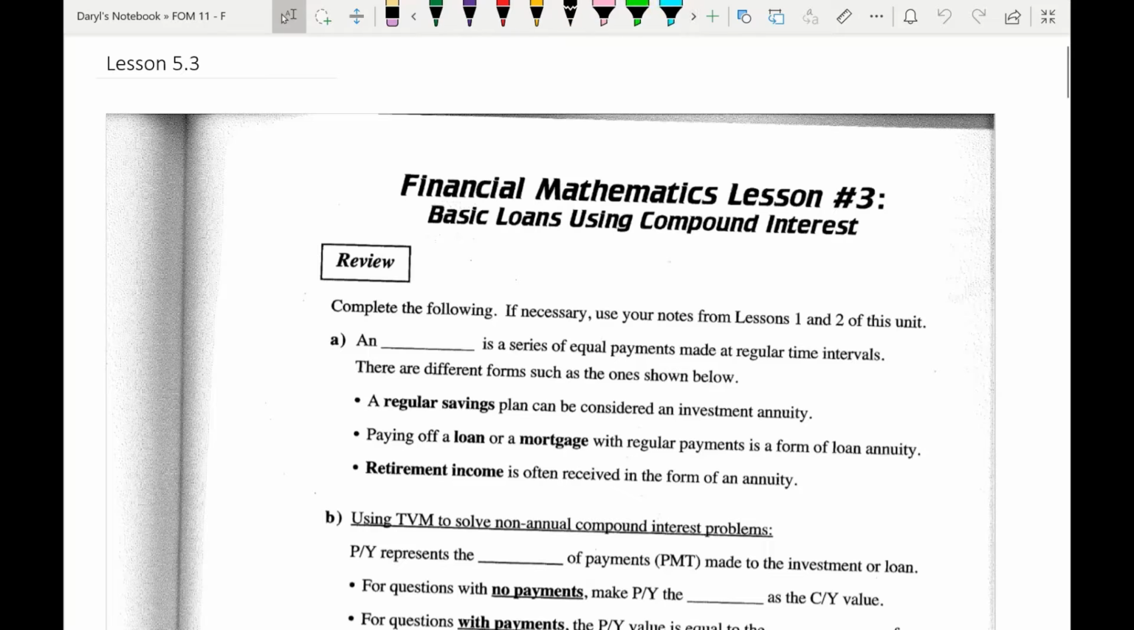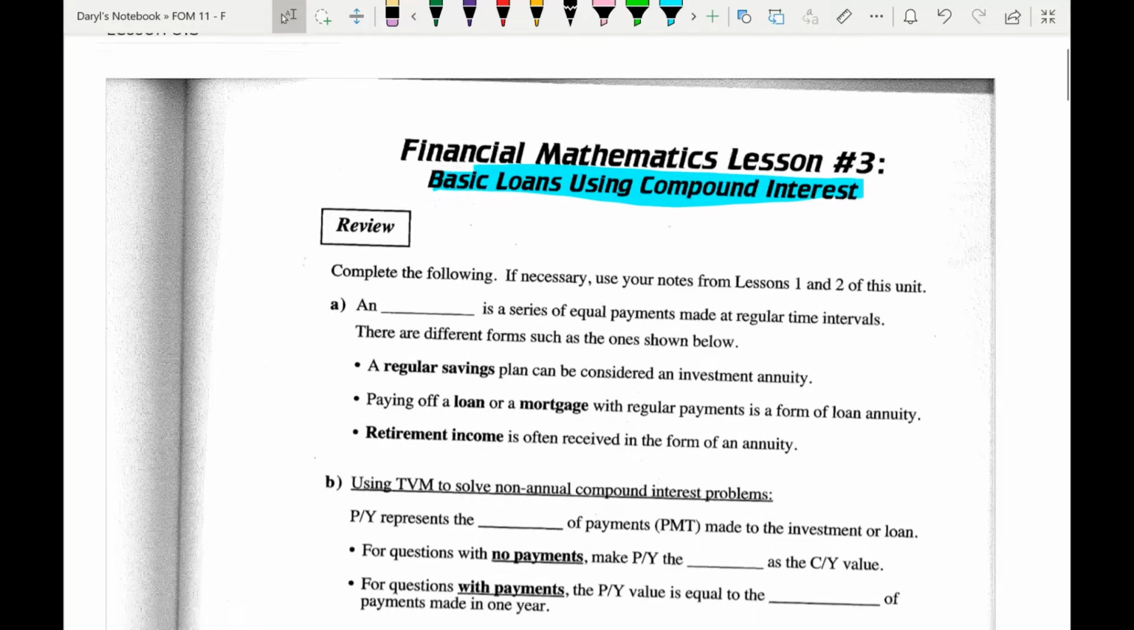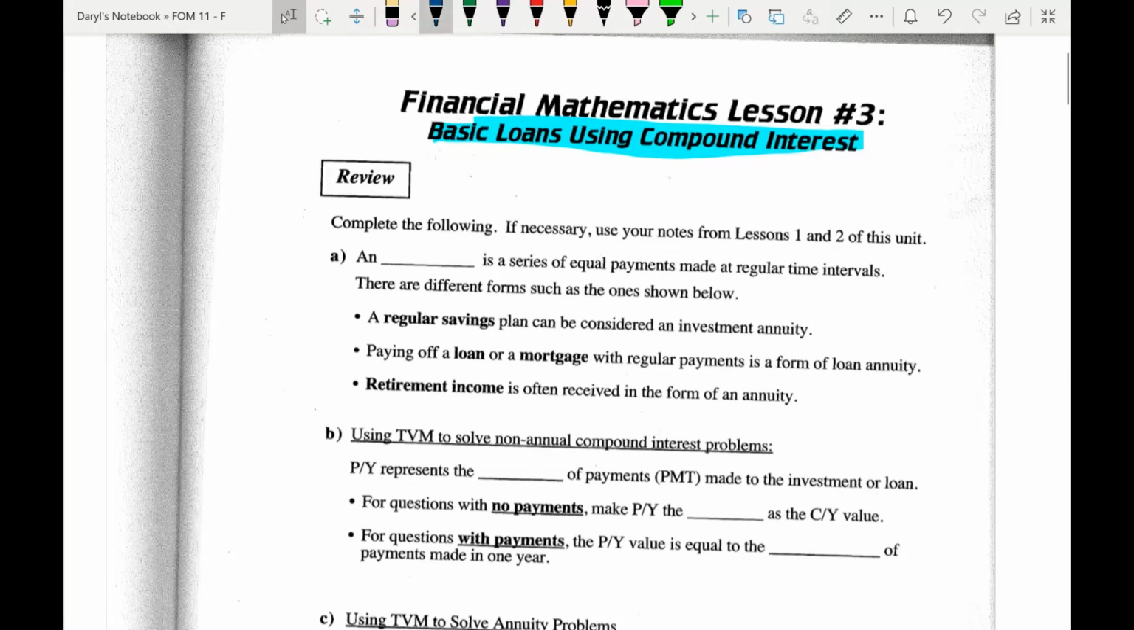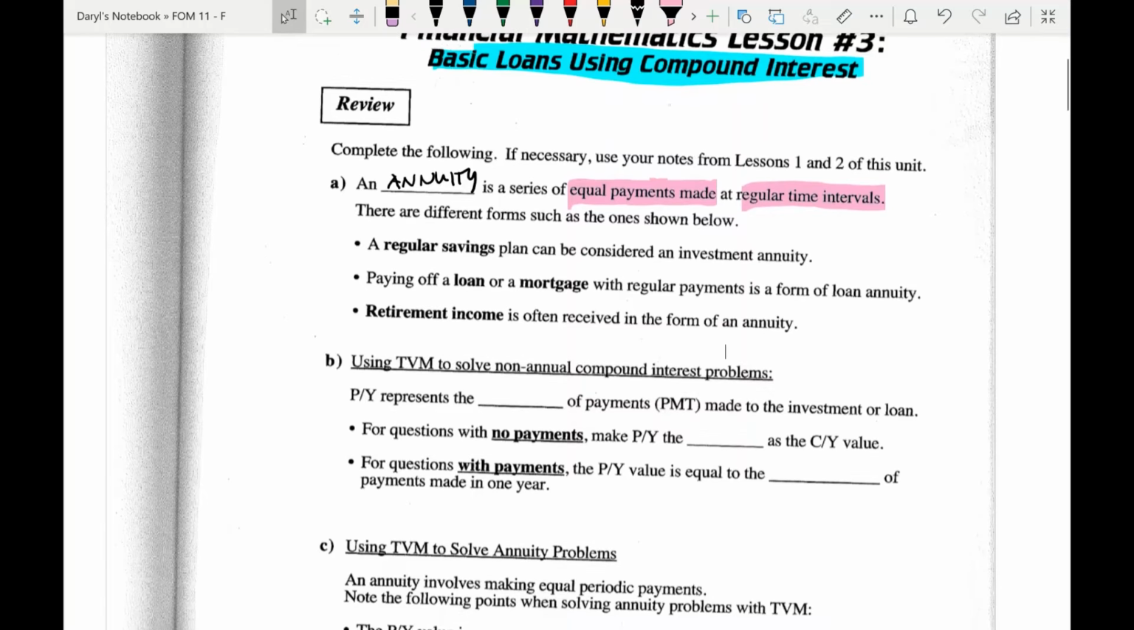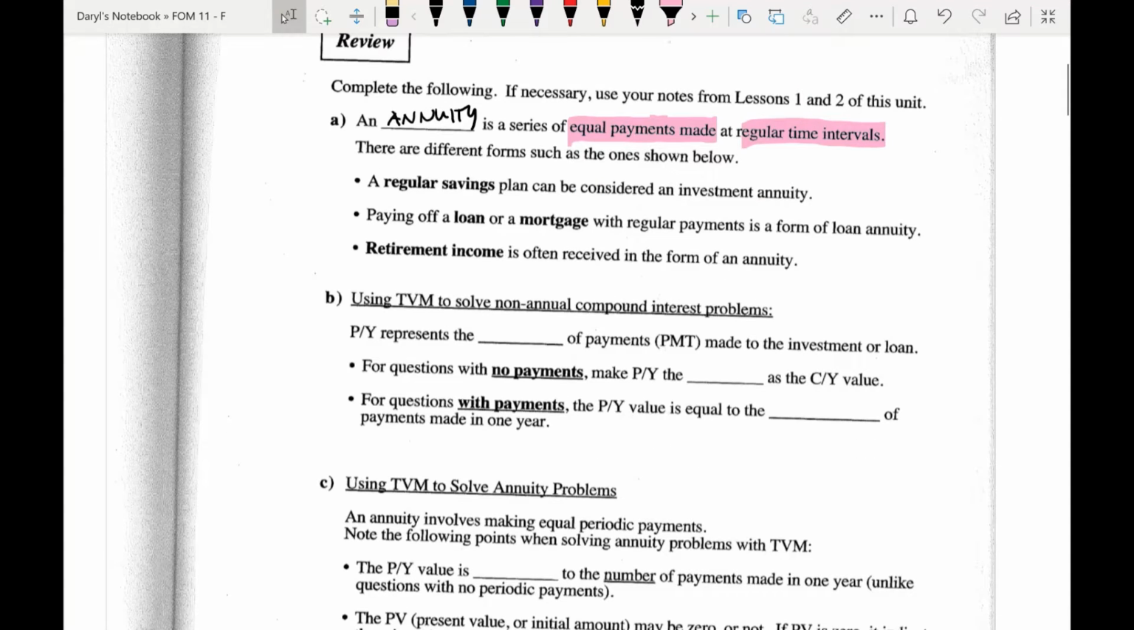Lesson 5.3 is on basic loans using compound interest. Just to review, we define an annuity as a series of equal payments made at regular time intervals. There are different forms of such, as the one shown below. It could be a regular savings, paying off a loan or a mortgage, or a retirement income.